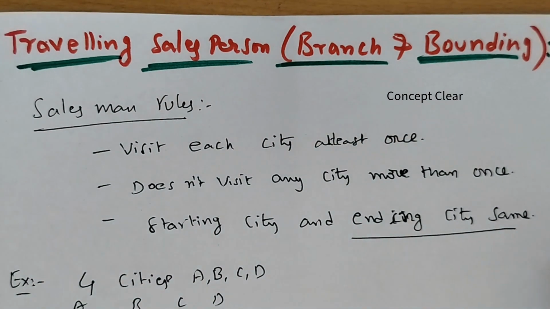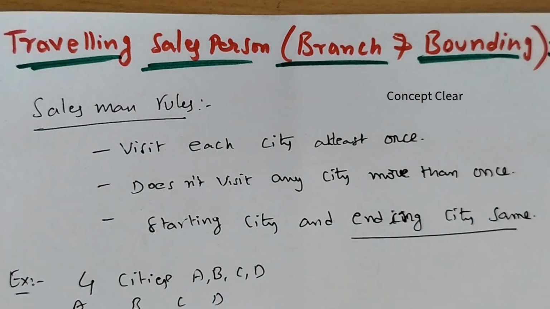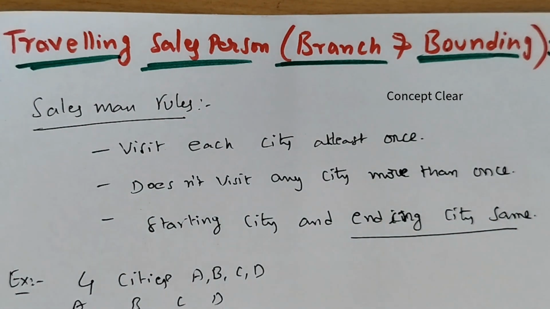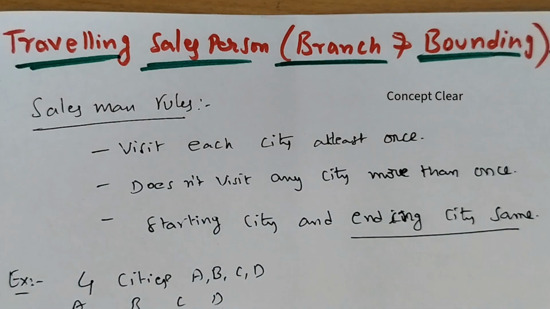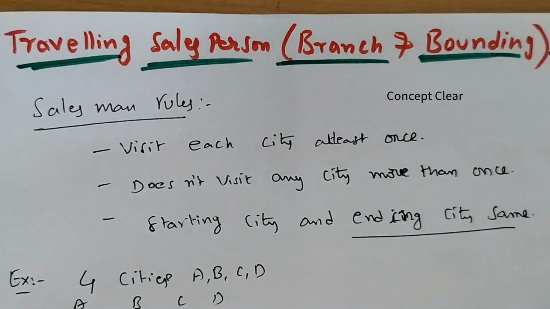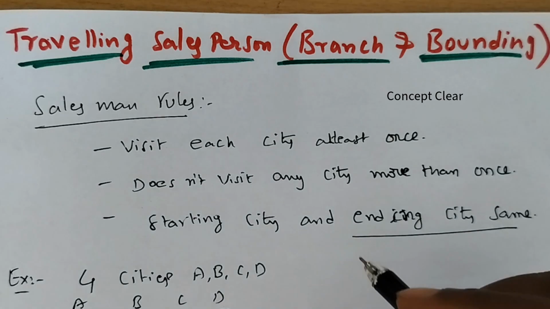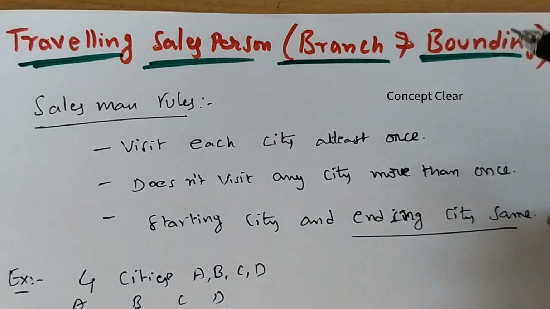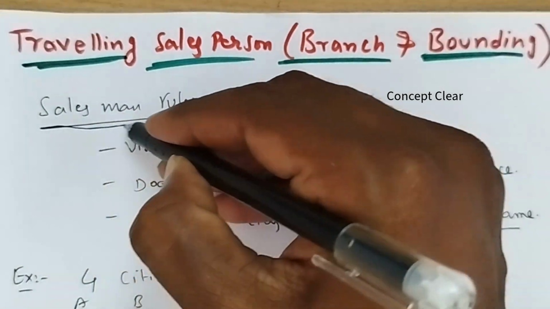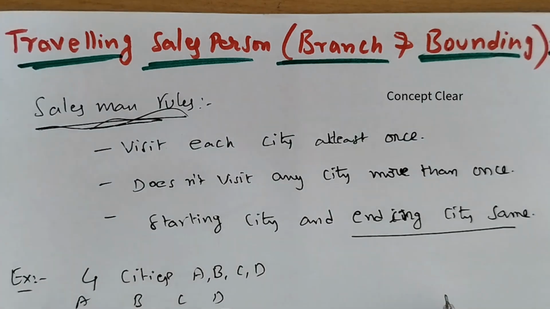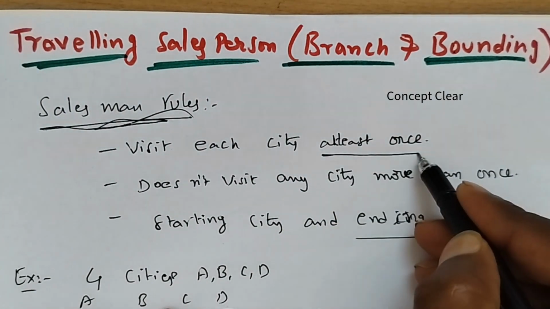In today's class, I will explain the traveling salesperson problem using branch and bound in the subject of design and analysis of algorithms. First, what is the meaning of traveling salesperson, and what are the rules? The traveling salesperson is a problem where we have a set of cities.